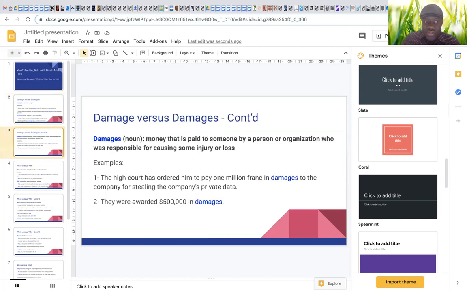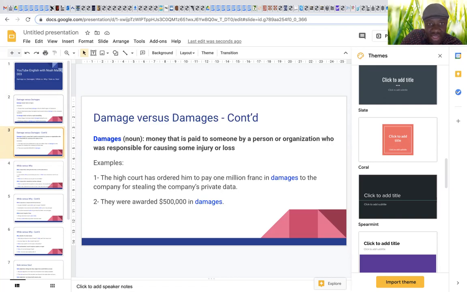Next, damages. Damages is a noun, and it means money that is paid to someone by a person or an organization who was responsible for causing some injury or loss. So again, it means money that is paid as a fine, as a legal sanction, by someone, by an organization to somebody to whom they have caused some injury or some cost or some loss. So we call that damages.